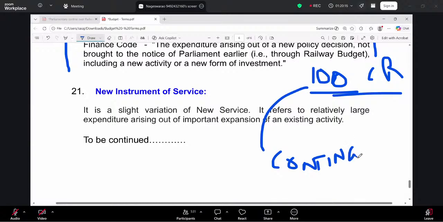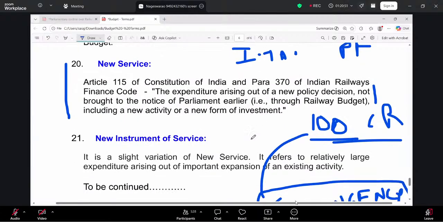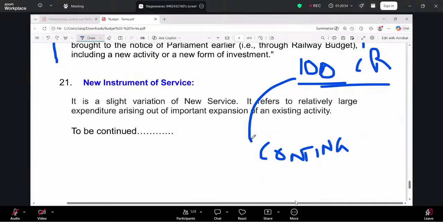Contingency Fund of India, this is the role of the Contingency Fund of India, not the Consolidated Fund of India. And after Parliament is presented, we present this through supplementary demands. Then we regularize, and the amount goes back to the contingency fund and is deducted from the consolidated fund. That is the new service. So there is a link between new service and the Contingency Fund of India.